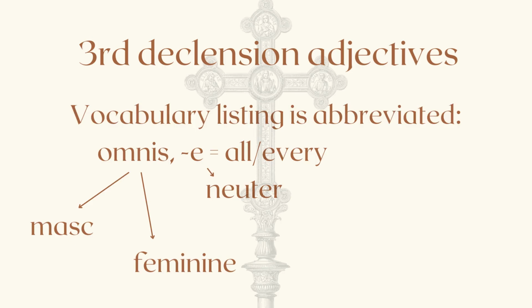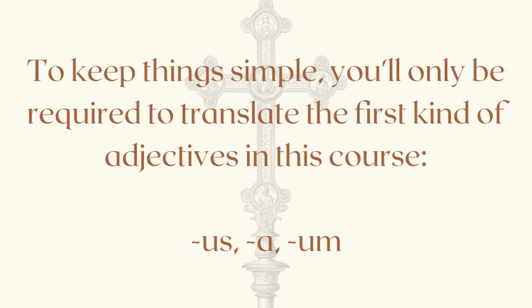To keep things simple, you'll only be required to translate the first kind of adjectives in this course, and that is the adjectives of the first and second declensions using the us, a, um form. Your vocabulary listings will include third declension adjectives though, since some of these are found in our prayers.